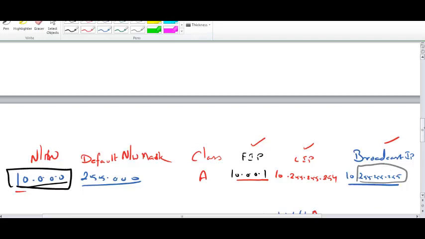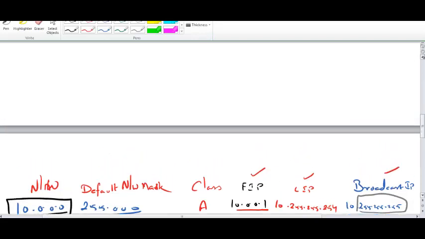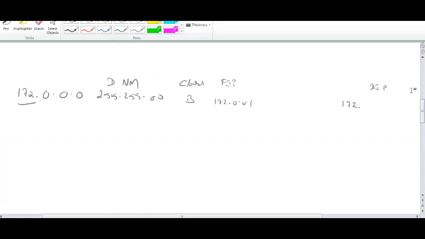How many host bits are there in class A? How many host bits, not octets? 24. 8 plus 8 plus 8, isn't it? What you said is also right. 3 octets you said. That is also right. Now compare that to this one. Tell me what will be the broadcast IP.